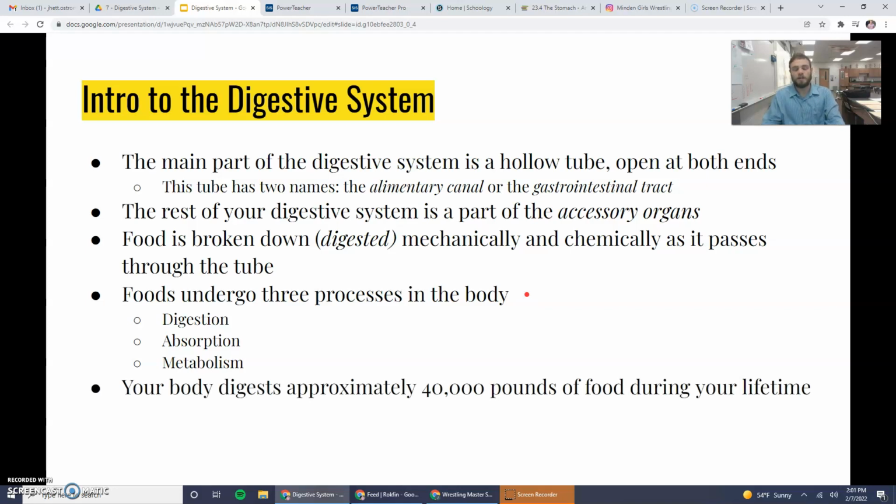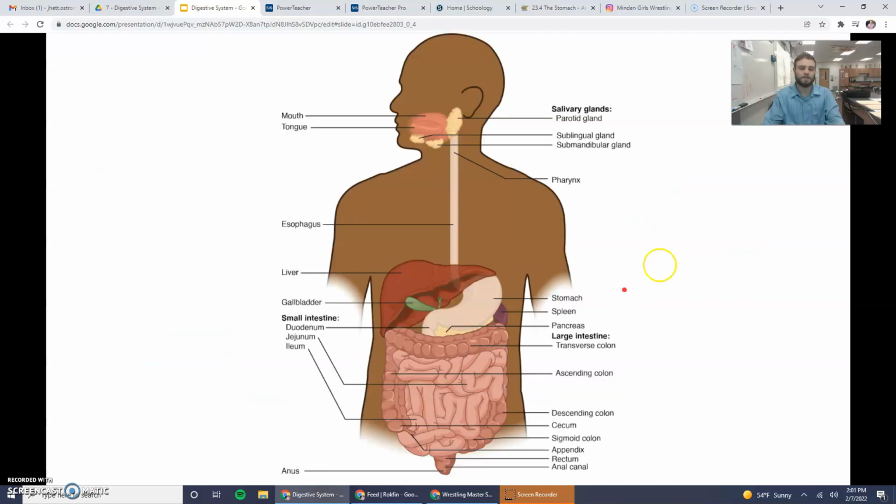During one's lifetime, you're going to consume approximately 40,000 pounds of food. So the digestive system obviously is very important to be able to do its job correctly and efficiently throughout that entire 40,000 pounds. Here you can see a picture of the organs, both part of the alimentary canal and the accessory organs, starting at the oral cavity, moving all the way through, until food is going to exit through the anus.